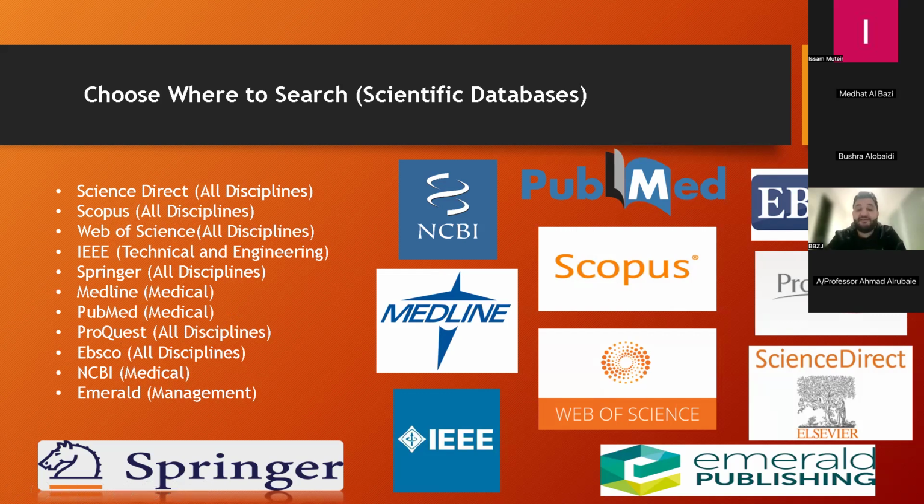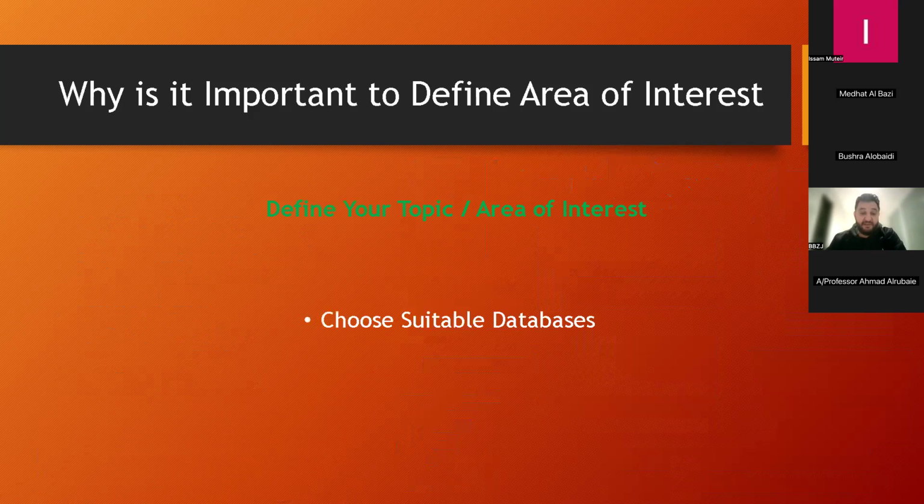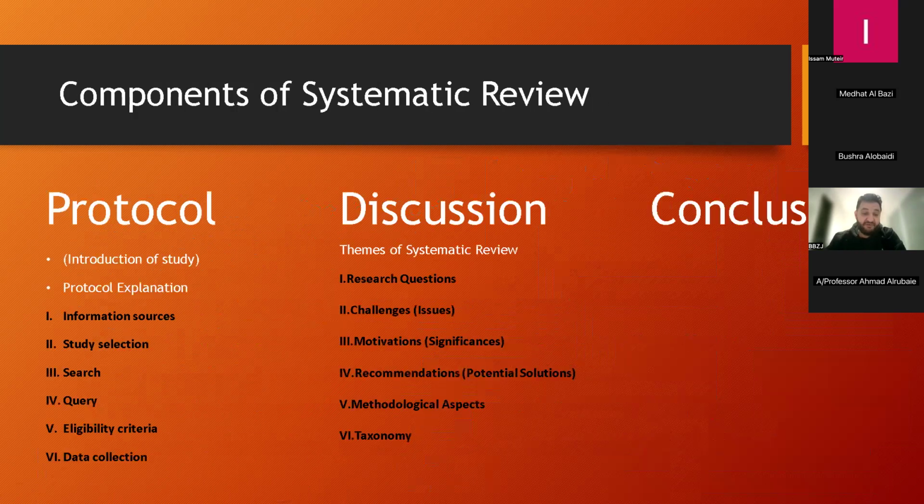If you have social science, then you have to select other databases. So you have to identify the resources. You have to identify the resources in the first part of the protocol, which is the information source.